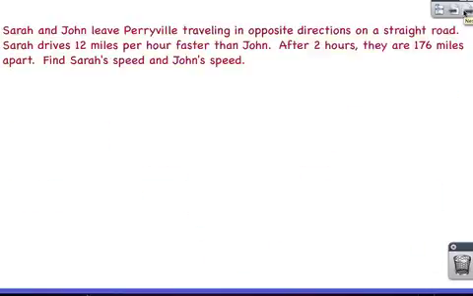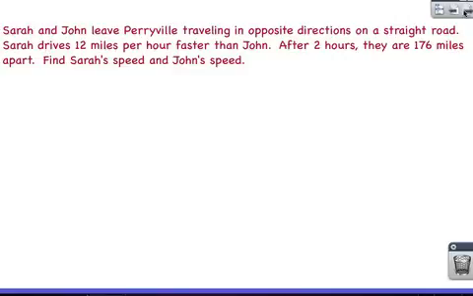Now you try this problem. Pause the movie and resume when you're ready. Sarah and John leave Perryville, traveling in opposite directions on a straight road. Sarah drives 12 miles per hour faster than John. After 2 hours, they are 176 miles apart. Find Sarah's speed and John's speed.